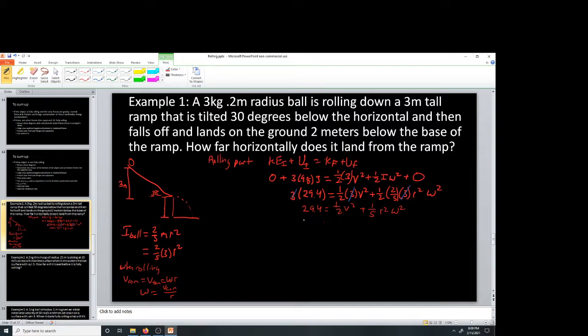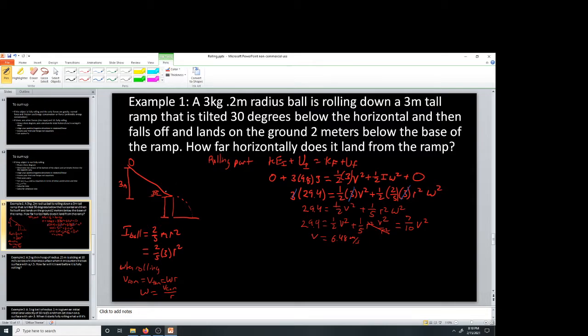So I plug that in here and I get 29.4 equals 1/2 v squared plus 1/5 r squared v squared over r squared. So I get to cancel out those r's, and I realize that should be 1/5, not 1/2. And this is going to become 7/10 v squared. And we're going to get that v is equal to 6.48. Okay.